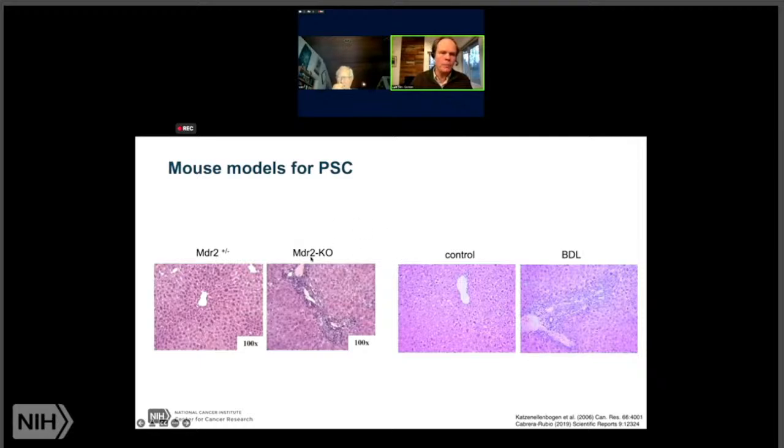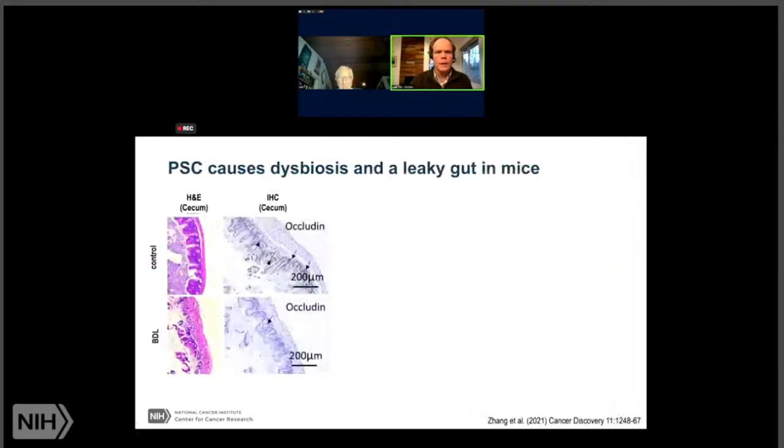We combine these models with different PSC models. One is a genetic model, an MDR2 knockout model. You can see here how these mice develop inflammation and scars around their bile ducts. Another model, here on the right, is one where we perform bile duct ligation in these mice. So we induce PSC in these mice, and you can see here the result from the model where we induce PSC by bile duct ligation, and the same applies to MDR2 knockout mice.